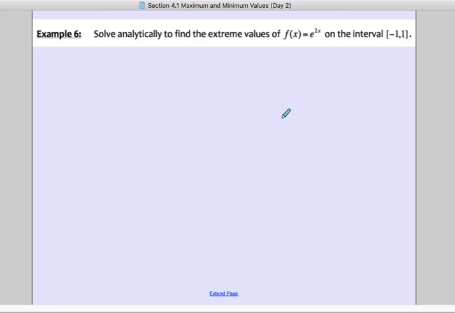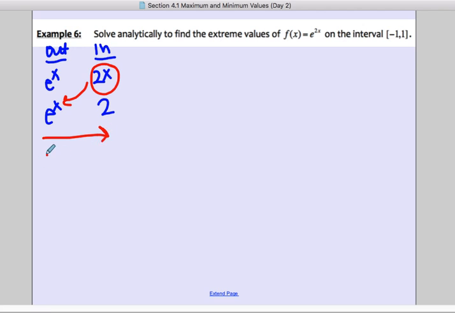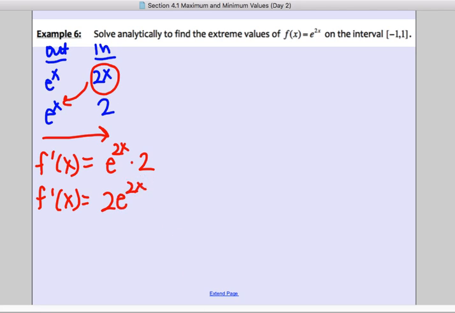All right, example 6. Same idea, find analytically all your extreme values on our interval from -1 to 1. Okay, so we're going to go ahead and take the derivative. This one is, once again, a chain rule. We'd have our outside is e to the x, and our inside is 2x. Derivative of e to the x is e to the x. Derivative of 2x is 2. Taking this, plugging it in, and multiplying across, our first derivative is e to the 2x times 2. I'd probably write it as 2e to the 2x.